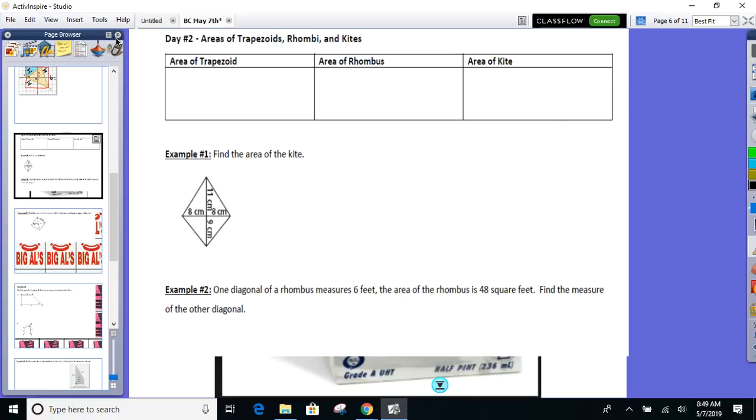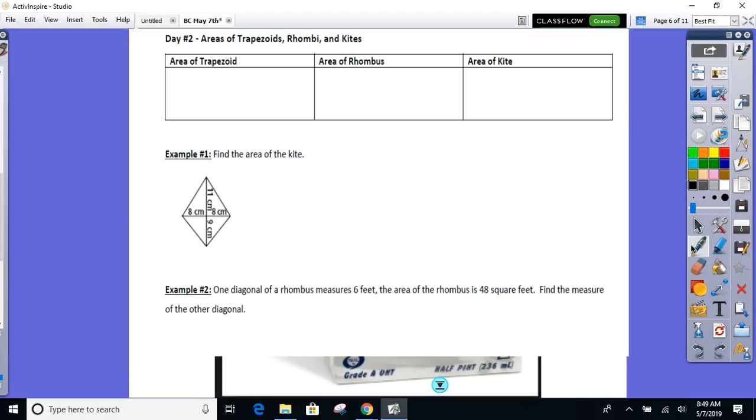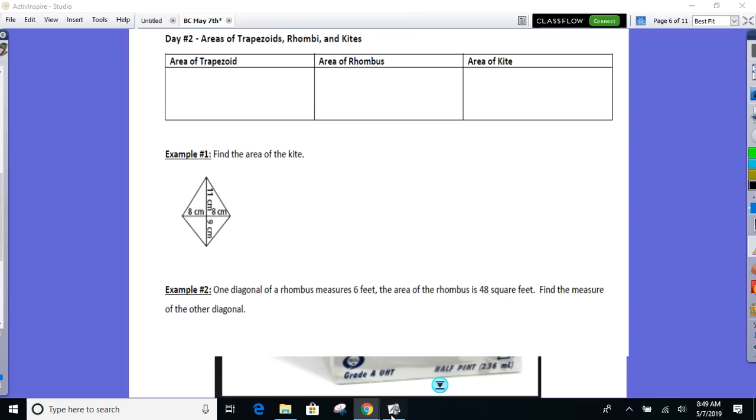I gave you the formulas yesterday, but we did not go over any problems with them. So let's review real quick. Area of a trapezoid. Here we go. Look back at your notes if you need to. Let's roll. 14, you're up first.